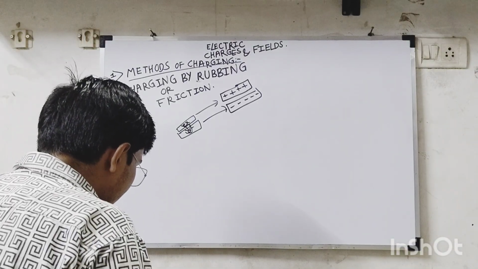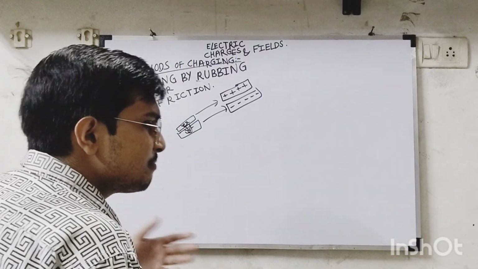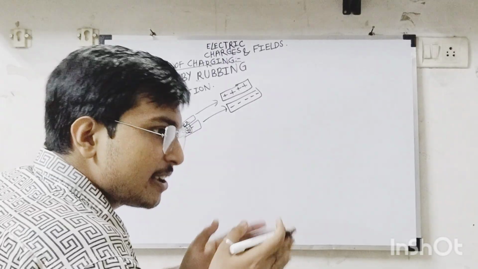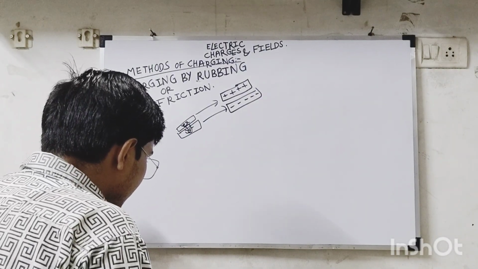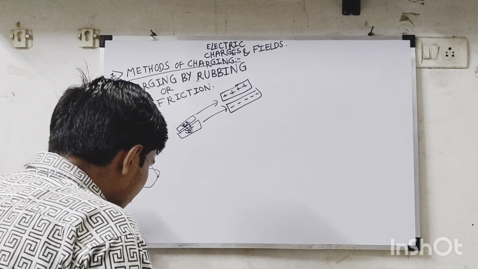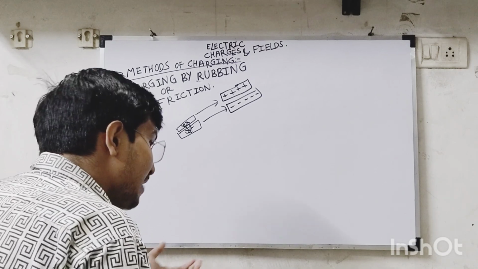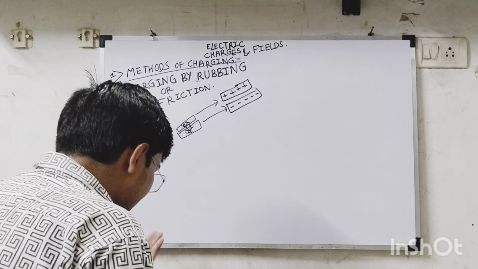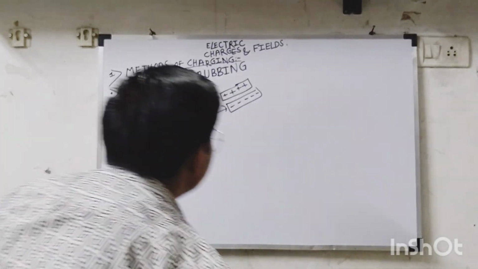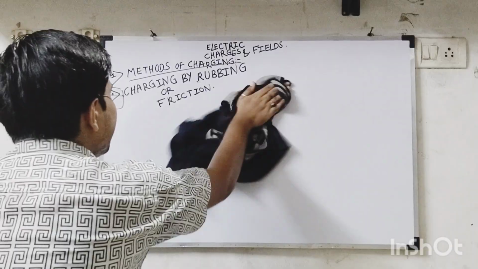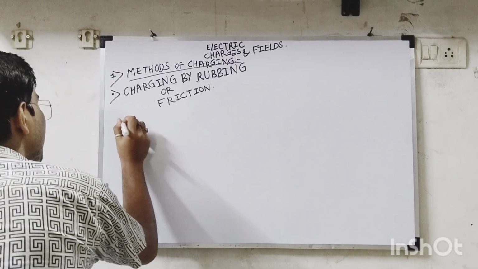The body that donates the electrons becomes positively charged. We have already learned in chemistry that the substance which donates electrons becomes positively charged and the one which gains electrons becomes negatively charged. It's as simple as that. Now let's write it down. Please write down the points which I am noting on the board.